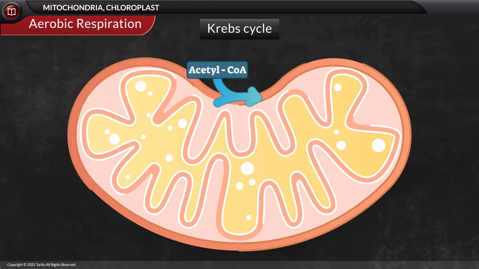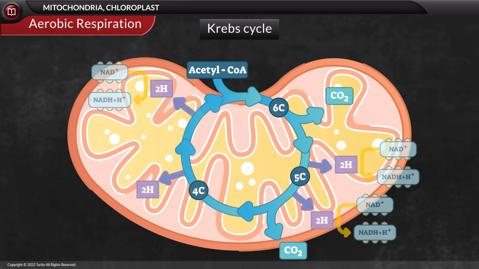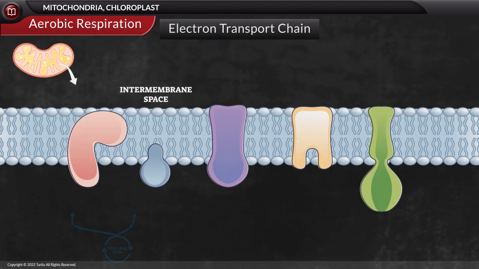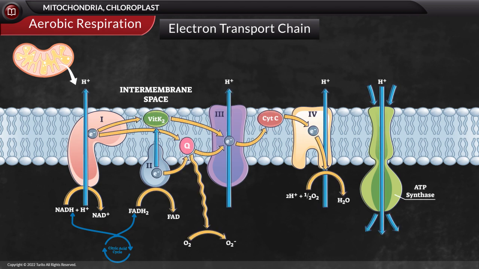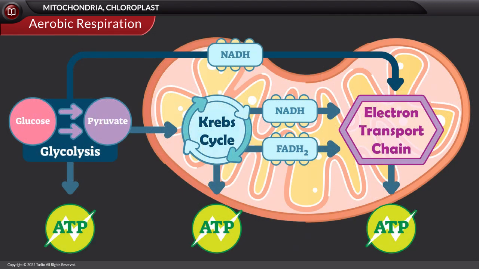Acetyl-CoA enters the Krebs cycle that takes place in the matrix of the mitochondrion. Here, the acetyl-CoA is broken down into carbon dioxide and water, yielding NADH and FADH2 as byproducts. The formed NADH and FADH2 reach the inner mitochondrial membrane to enter the electron transport chain to finally yield ATP. Each glucose molecule, upon complete oxidation by aerobic respiration, yields 36 to 38 ATP molecules. These are the functional details of mitochondria.